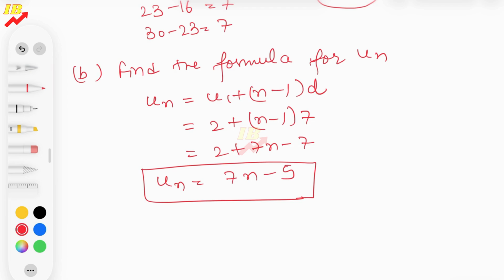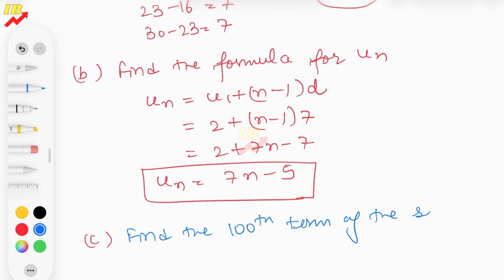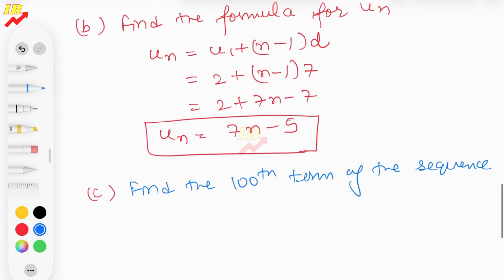Now the C part. C part says find the 100th term of the sequence. So this is a very interesting question. There are two types of things that can come up with the same formulation. When they talk about the 100th term, when there is a th in the question, understand that this is the term number.